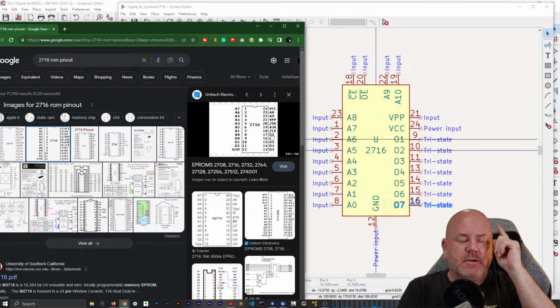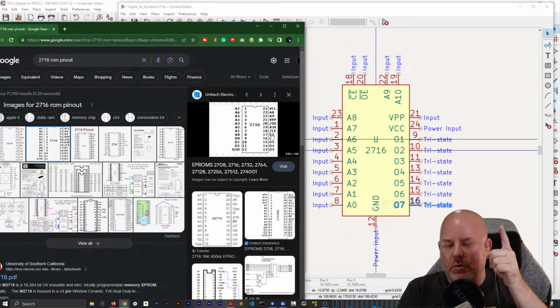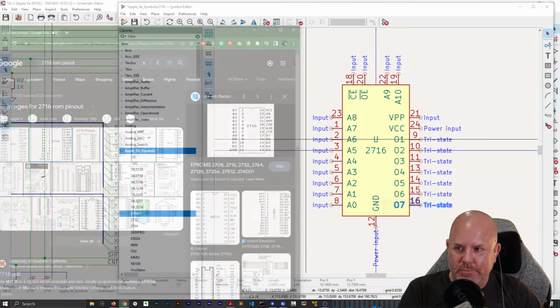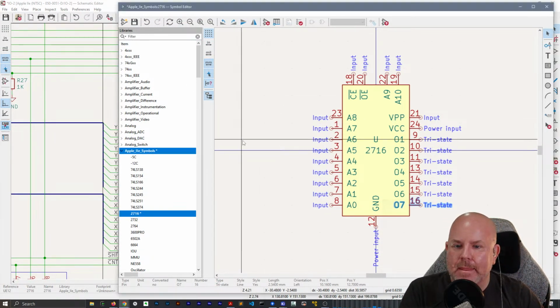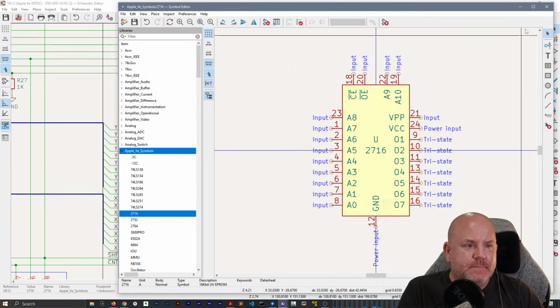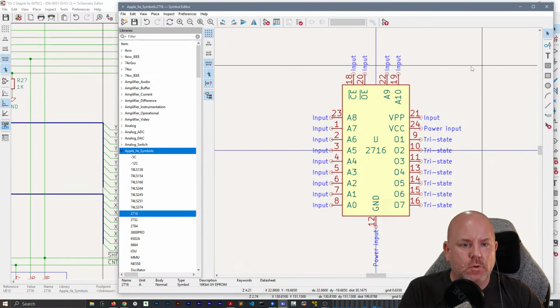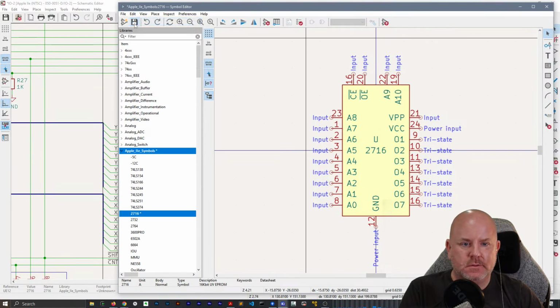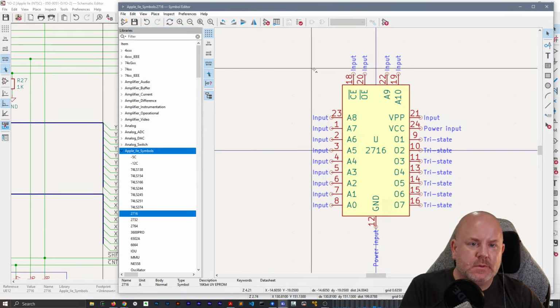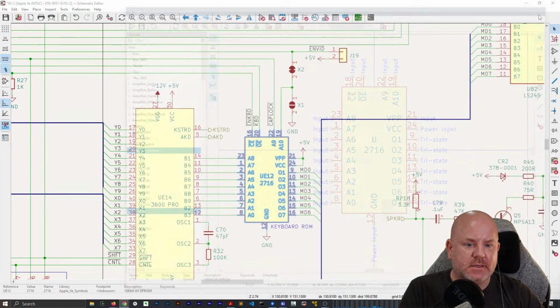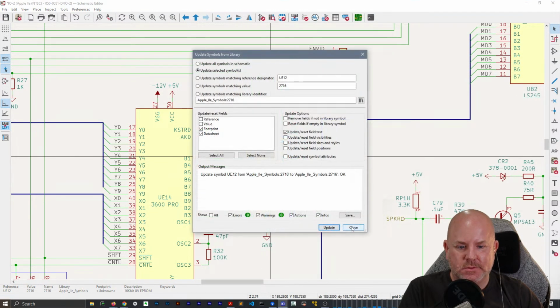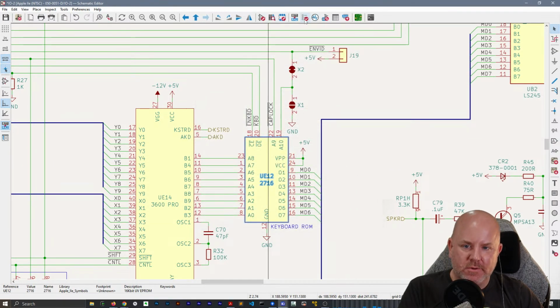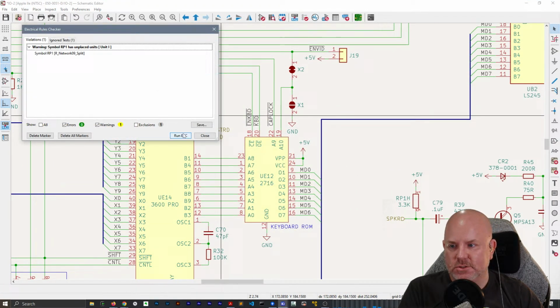Oh, right. This is the keyboard ROM. Keyboard ROM is only 7-bit because bit 8 is the strobe. Okay. Whoa, what did I just paste? Okay. Save. Let's exit this. Let's update symbol. Go ahead and rerun ERC just to make sure.